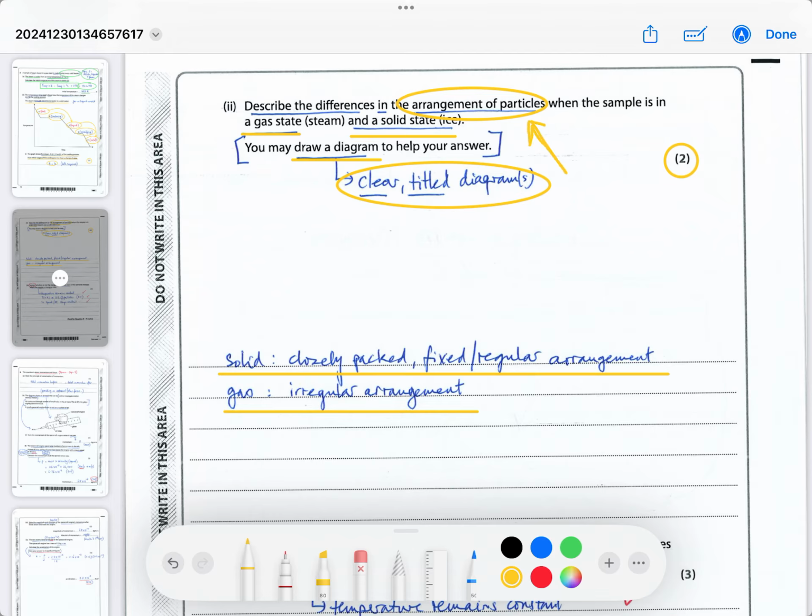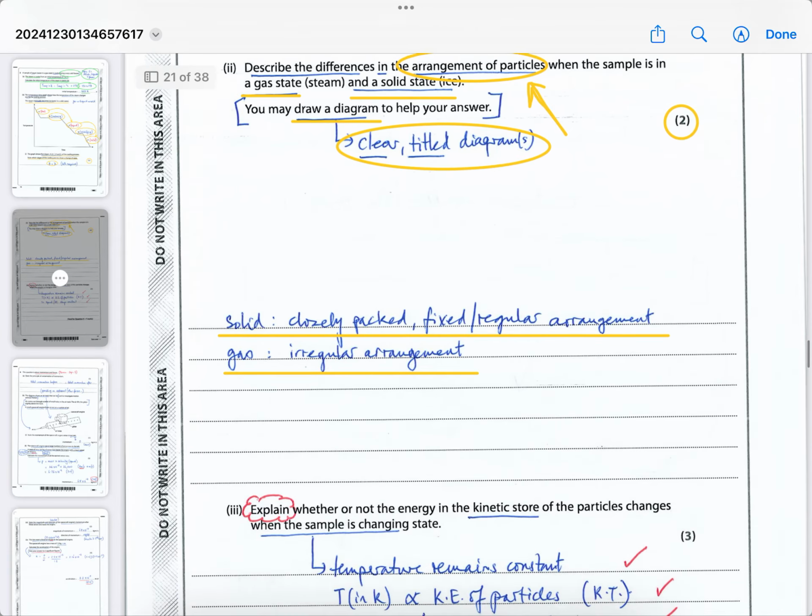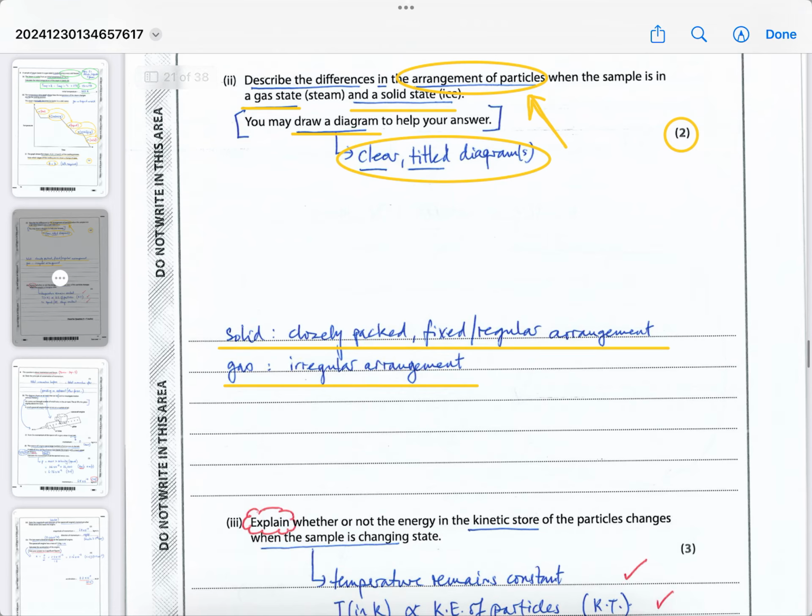That means in what form do they appear to be in, if you like, if you took a snapshot of them, because obviously in a gaseous state they're all moving about randomly at high speeds. Okay, so here they just want the arrangements.